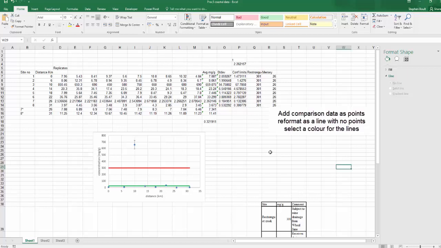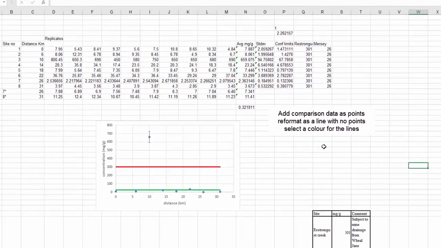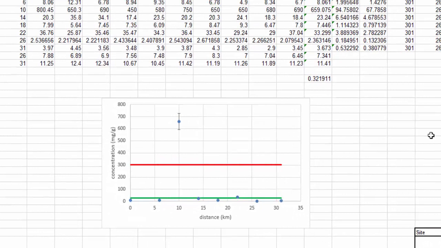So we added those data points, and then we've changed them from being points to being lines. We wanted to plot our data as points. There was no need to connect them. It would be misleading to connect them. It implies that we know what the concentration is between the points. But the standard values for Restronguet Creek and the Mersey Estuary, we'd like to draw them on as lines because we want to be able to compare those values to all of our data points.